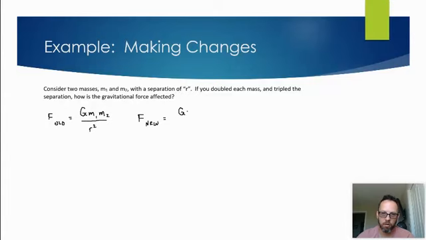So G is still G, the gravitational constant. Now we're doubling mass 1, and we're doubling mass 2. So alone, that would do 4 times the force of gravity. But we're also tripling the separation. So what's going to win out here? And careful, that's 3 times the old radius, and we're squaring that value.